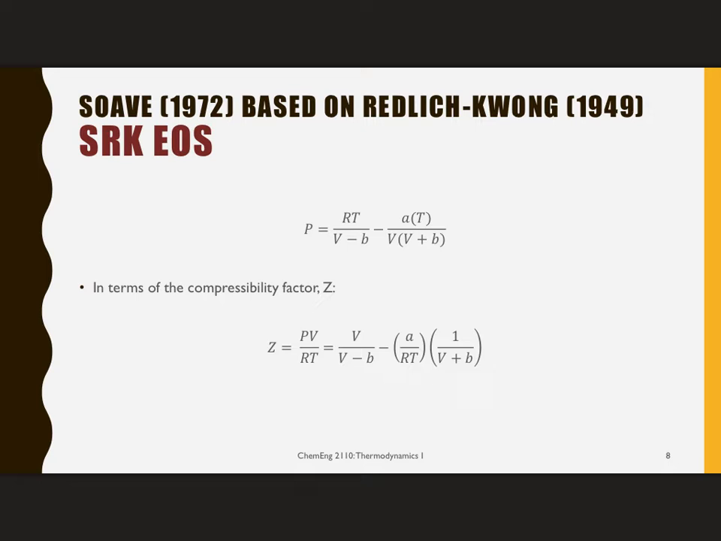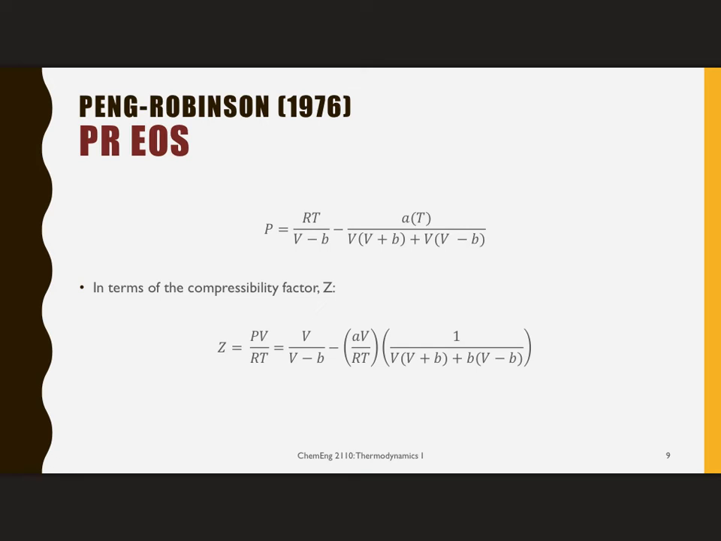It's a mouthful otherwise. This one was developed in 1972, and basically it's P equals RT over V minus B minus A, which is a function of temperature, over V times V plus B. The other one is the Peng-Robinson equation of state, developed in 1976, and quite similarly, P is equal to RT over V minus B minus A, which is a function of temperature. The denominator, however, is V times V plus B plus B times V minus B.